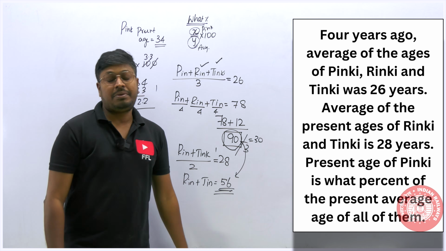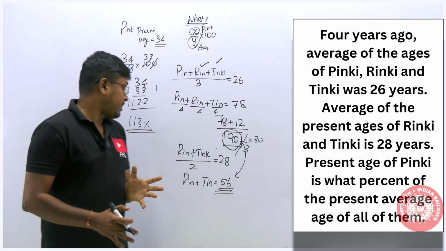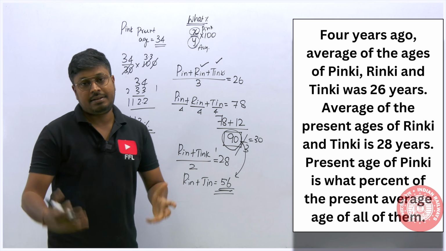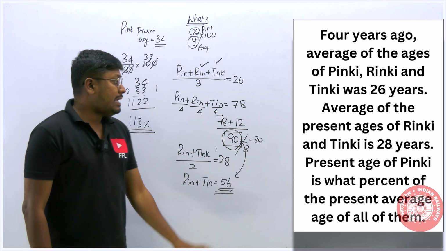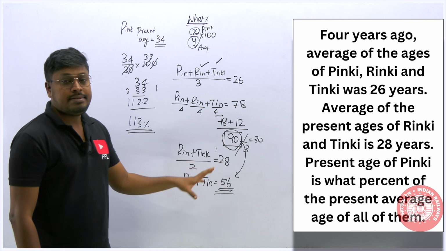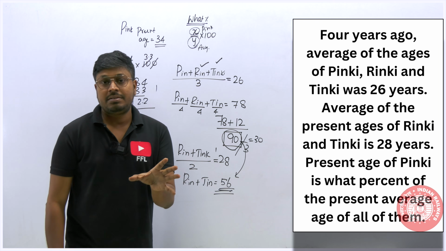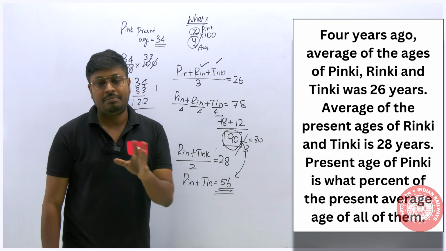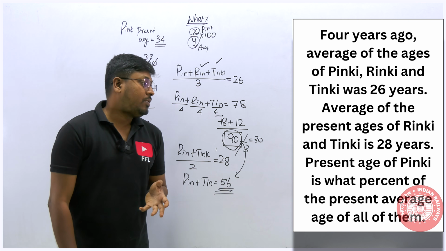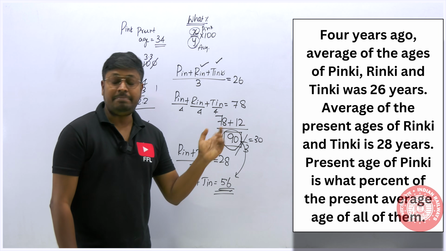So the answer for this question is 113, right? 113 point something. So we can say that is the answer, right? Easy question. Problems on ages are also easy. Partnership is also easy, because these are the topics where we don't have any formulas to solve, right? So the answer for this question is option number B.